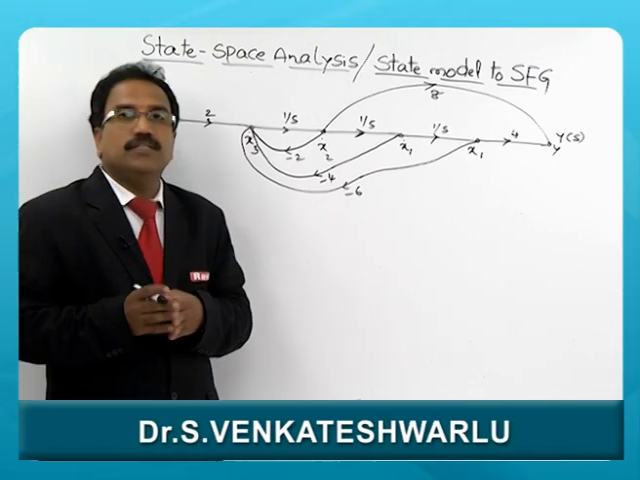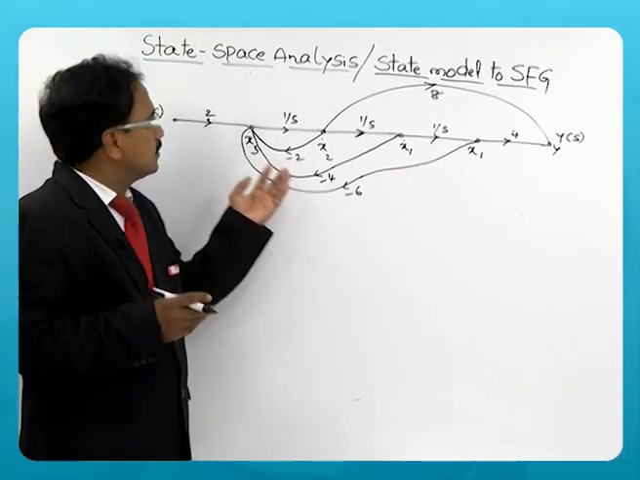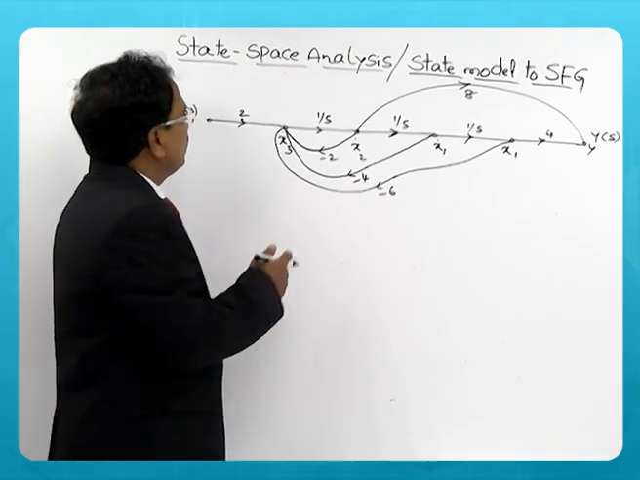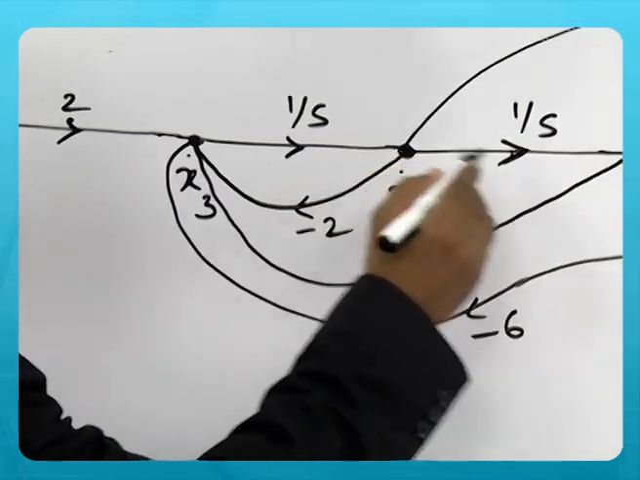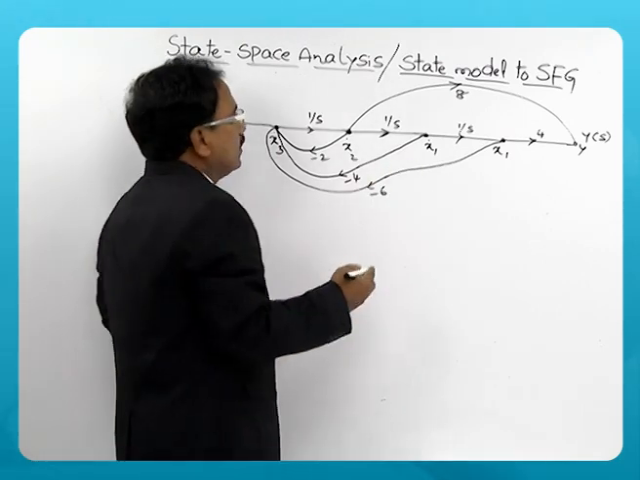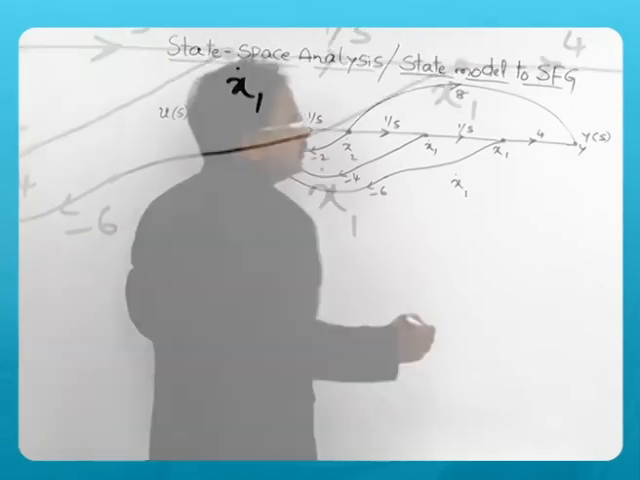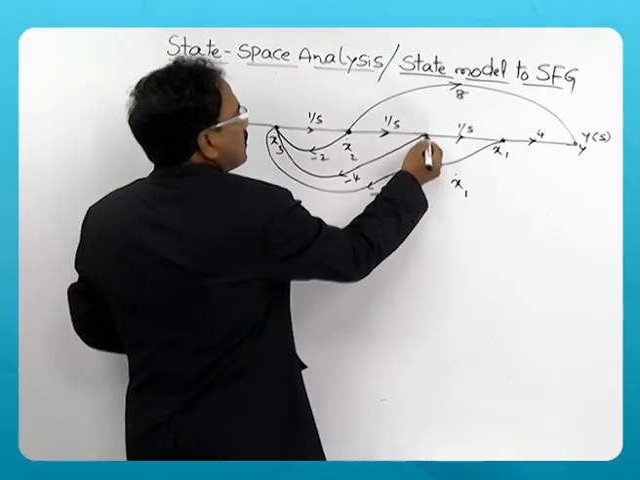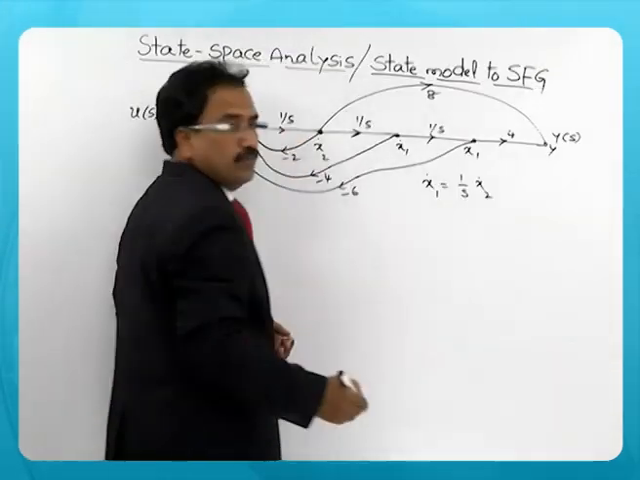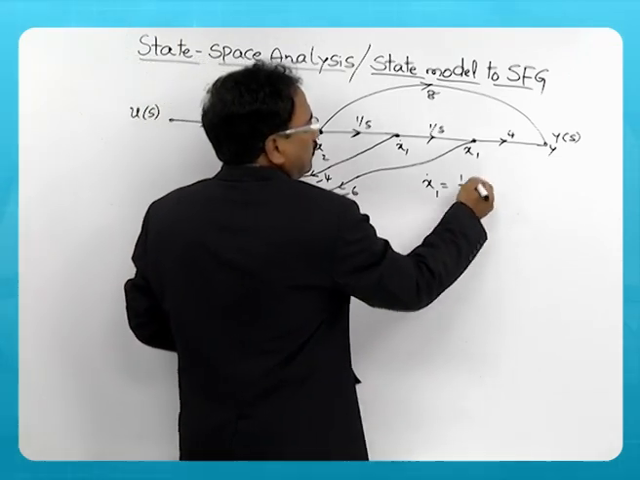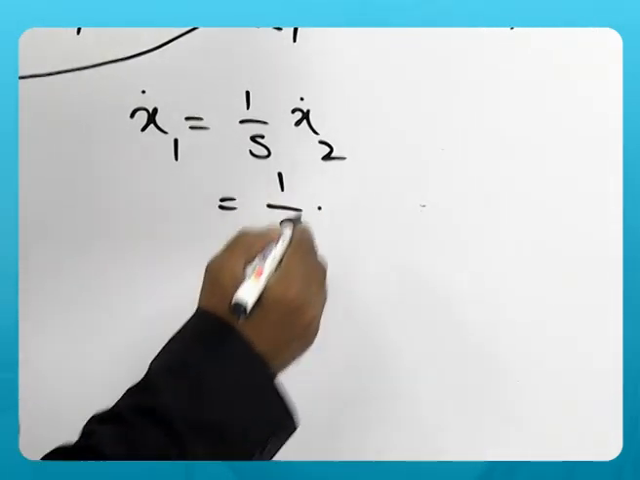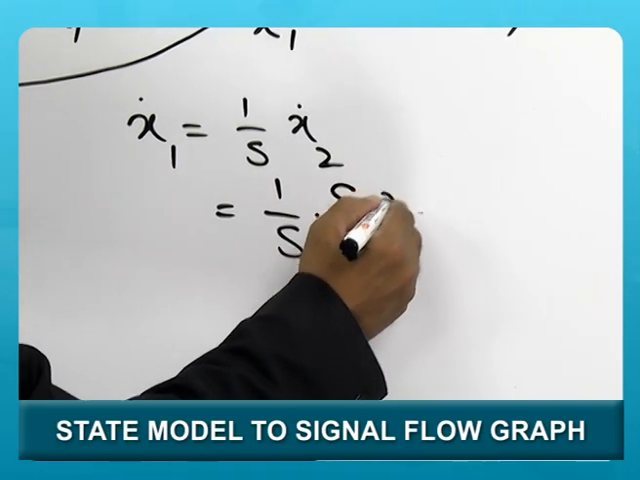Because our interest is to obtain the state model for a given system, and that system is described by a graph. So the number of variables you can see here, the nodes are variables in the signal flow graph. So when you look at x1 dot, because the x1 dot is a differential state variable, this x1 dot is given by 1 by s into x2 dot. So x2 dot is nothing but differential state vector x2. So this can be written as 1 by s, x2 dot can be written as s into x2.